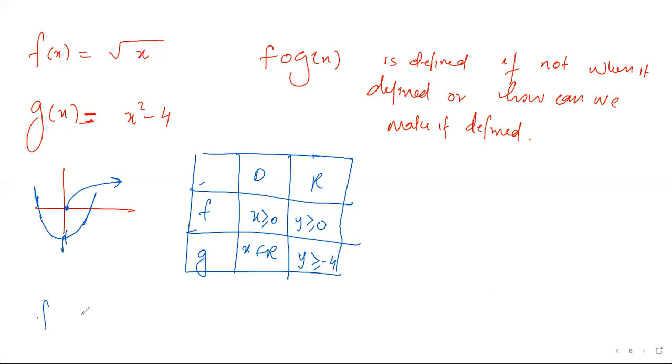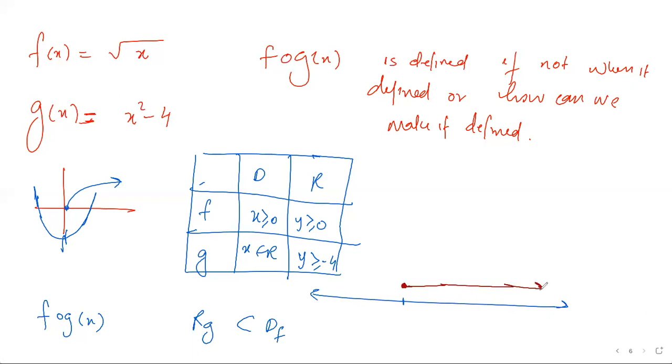When I find f of g of x, the range of g must be in the domain of f. Looking at a number line, the domain of f is x greater than or equal to 0, that's this part. And the second one is y greater than or equal to -4, which is here. So you can see that this part is not in the domain of f.